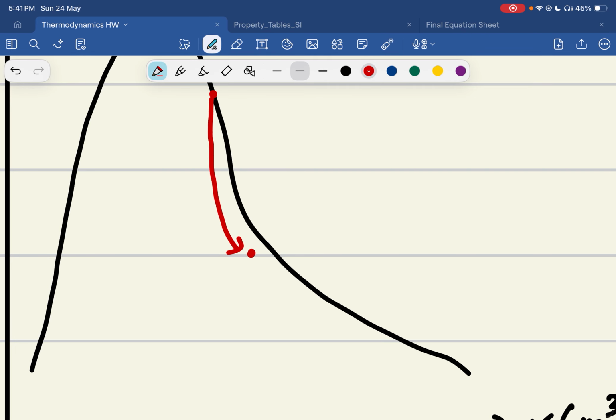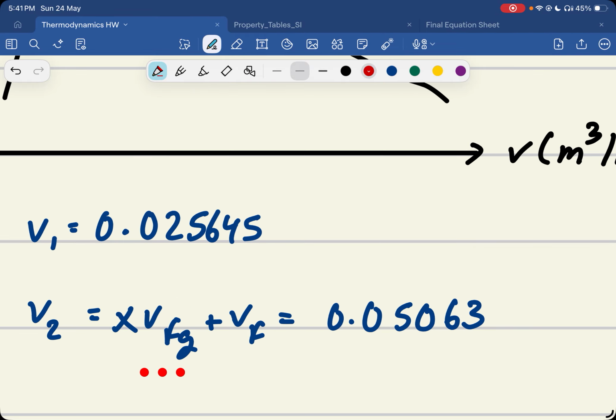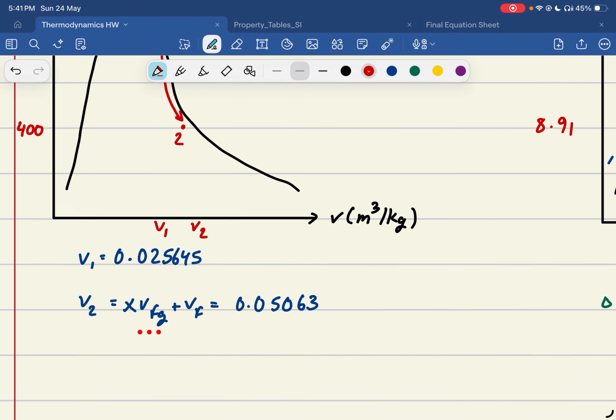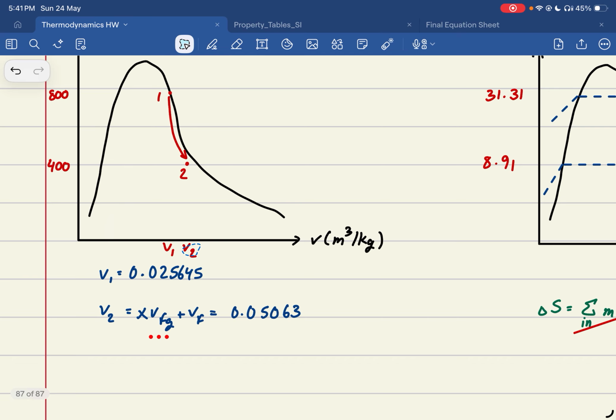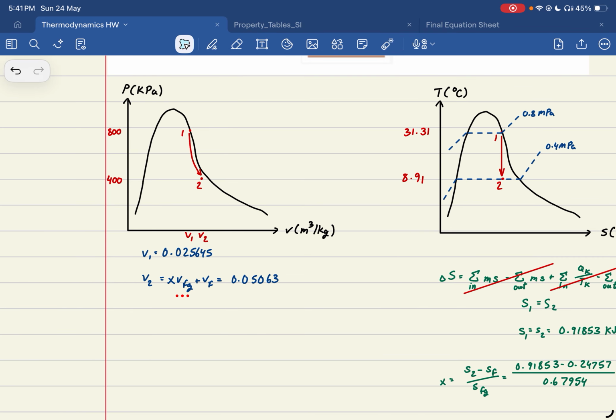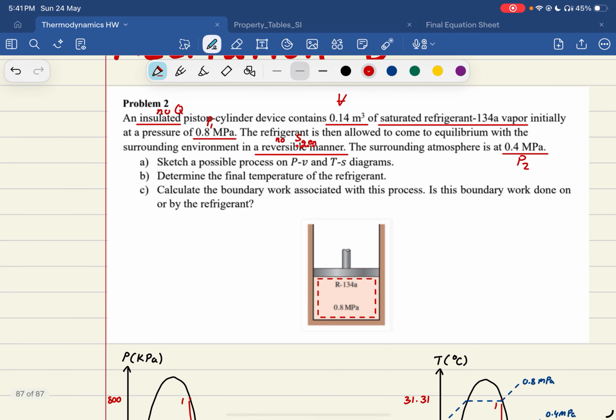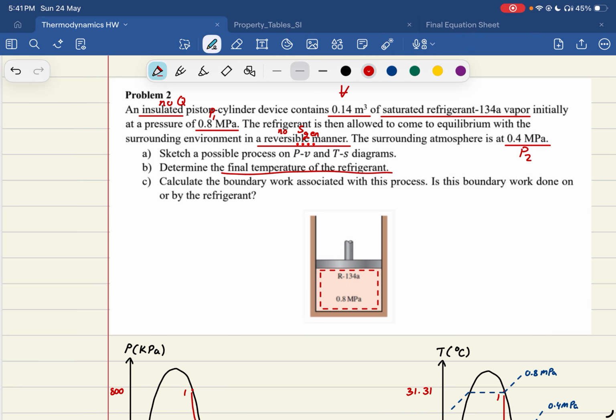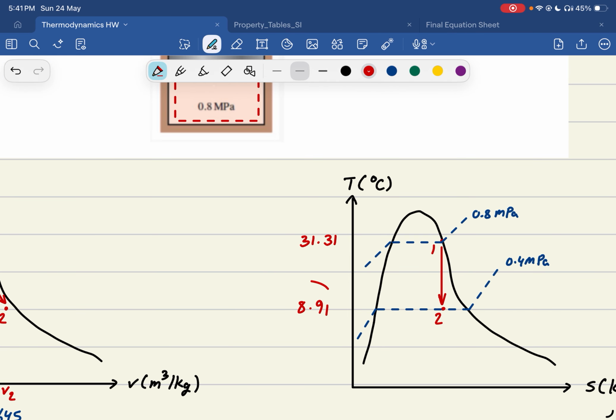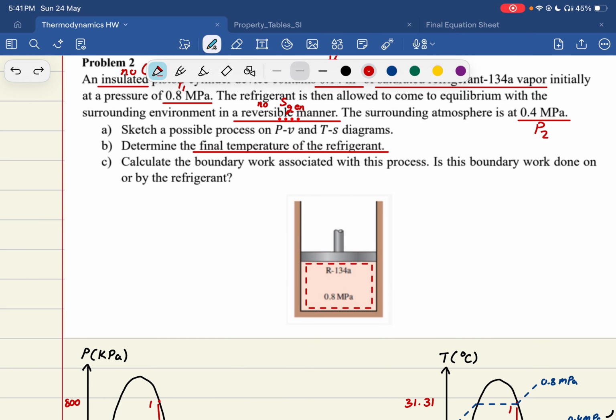I just want to sketch it like this because it's all under the dome, not going out of the dome. So this is 1, 2. This is V1, V2. I don't know if it's accurate. Okay, so we sketch these and then determine the final temperature of the refrigerant, which we just said is 8.91, and calculate the boundary work associated with this process.